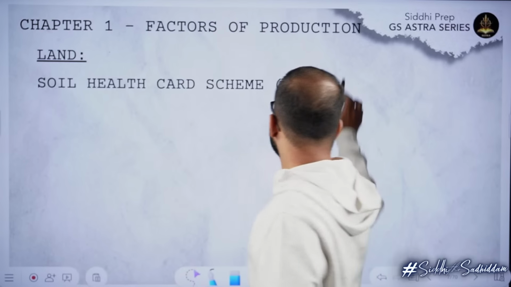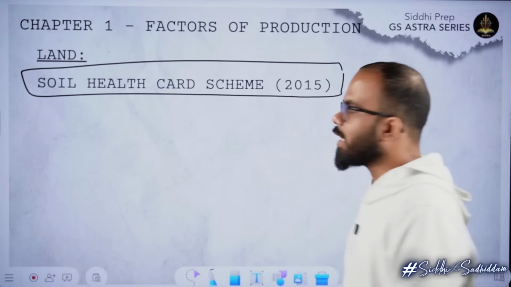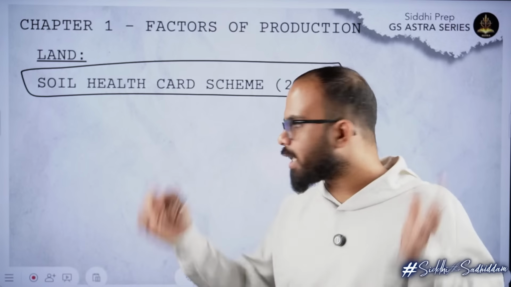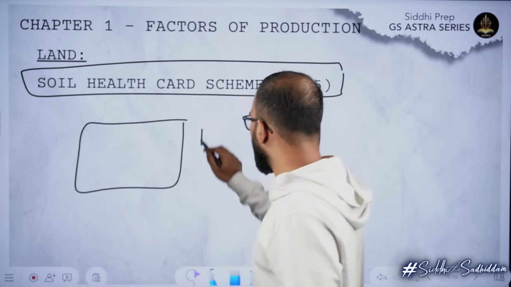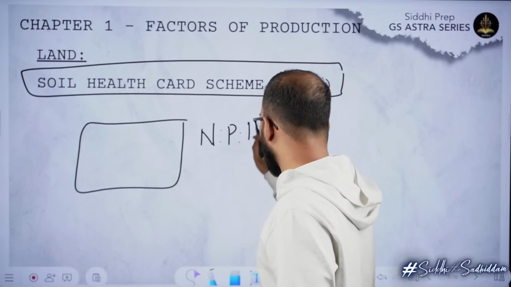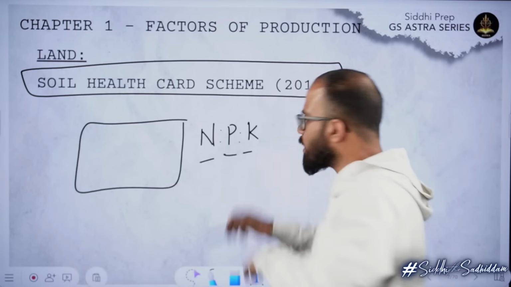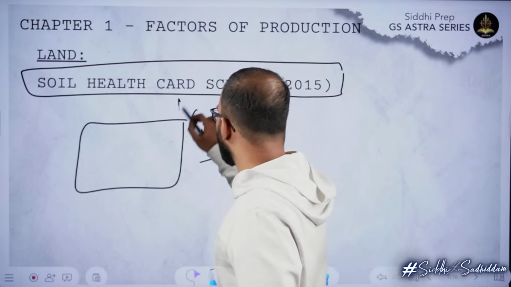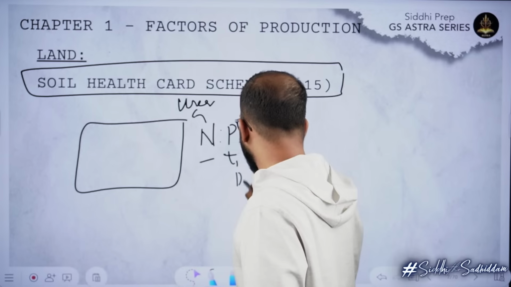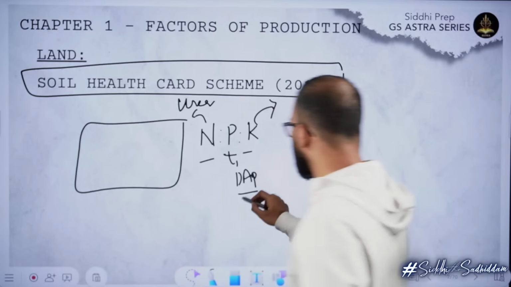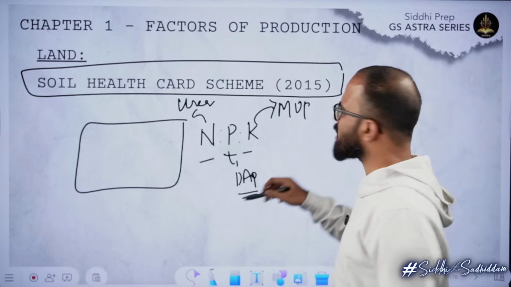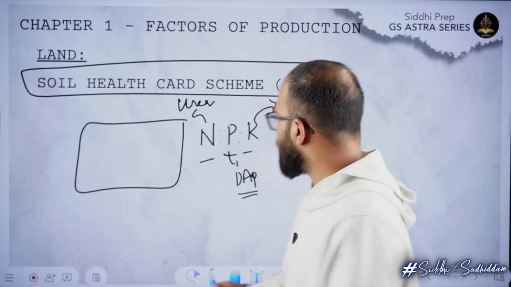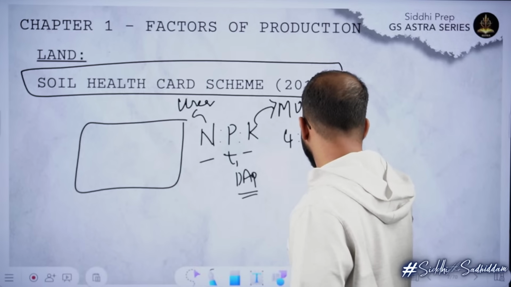Government of India has a scheme called the soil health card scheme. Why do we need a soil health card? For any parcel of land, you need three major fertilizers: NPK, nitrogen, phosphorus and potash. The most common form of nitrogen is urea, for phosphorus it is DAP, and for potash it is MOP. These are the three most common fertilizers. Ideally, for any land, the ratio of NPK has to be 4:2:1.